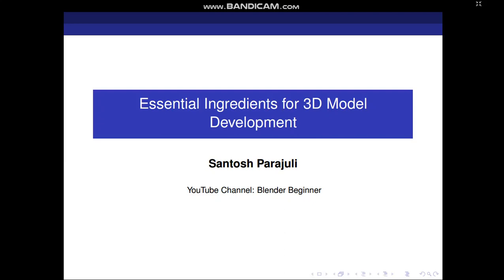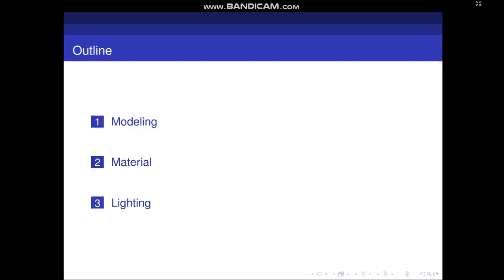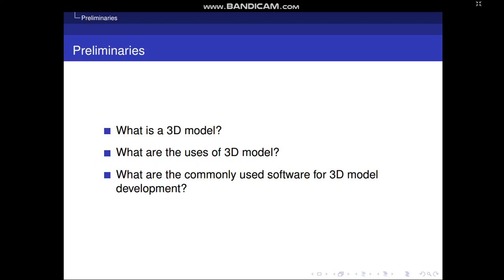This tutorial presentation is about basics of 3D modeling. The essential ingredients for 3D model development are modeling, material and lighting. Let's start with what is a 3D model, what are the uses of 3D model and what are the commonly used software for 3D model development.